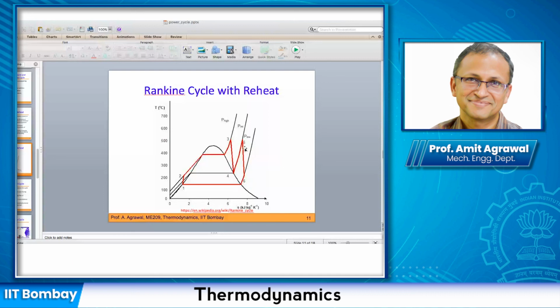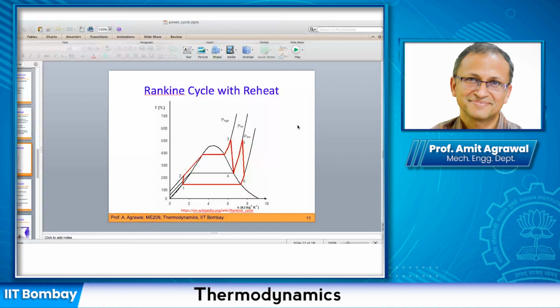Still the reheat would have better efficiency, I think, because we are adding heat at a lower average temperature. Like if we continue adding heat above 3, then we'll increase the average temperature at which we are adding heat, and that will reduce our efficiency. Why should that increase our efficiency? Why should that reduce our efficiency?